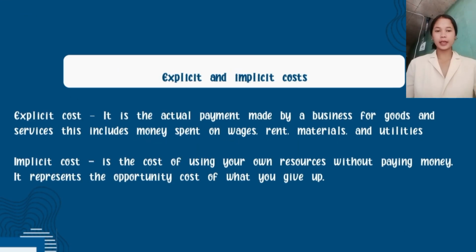So explicit and implicit cost. Explicit cost is the actual payment made by a business for goods and services. This includes money spent on wages, rent, materials, and utilities. So, implicit cost is the cost of using your own resources without paying money. It represents the opportunity cost of what you give up.